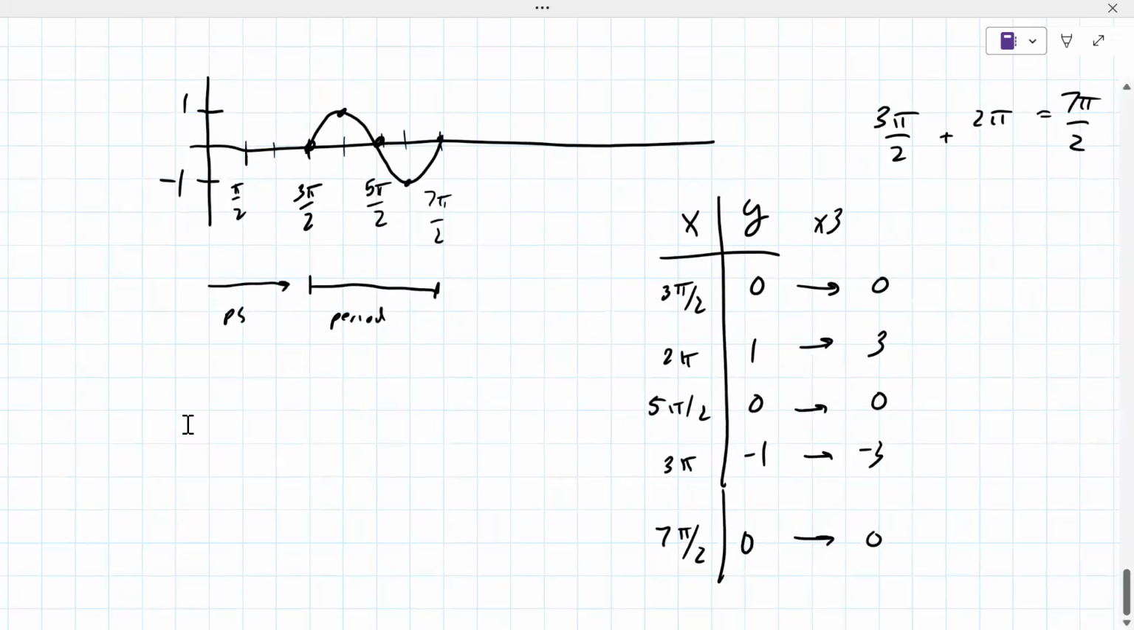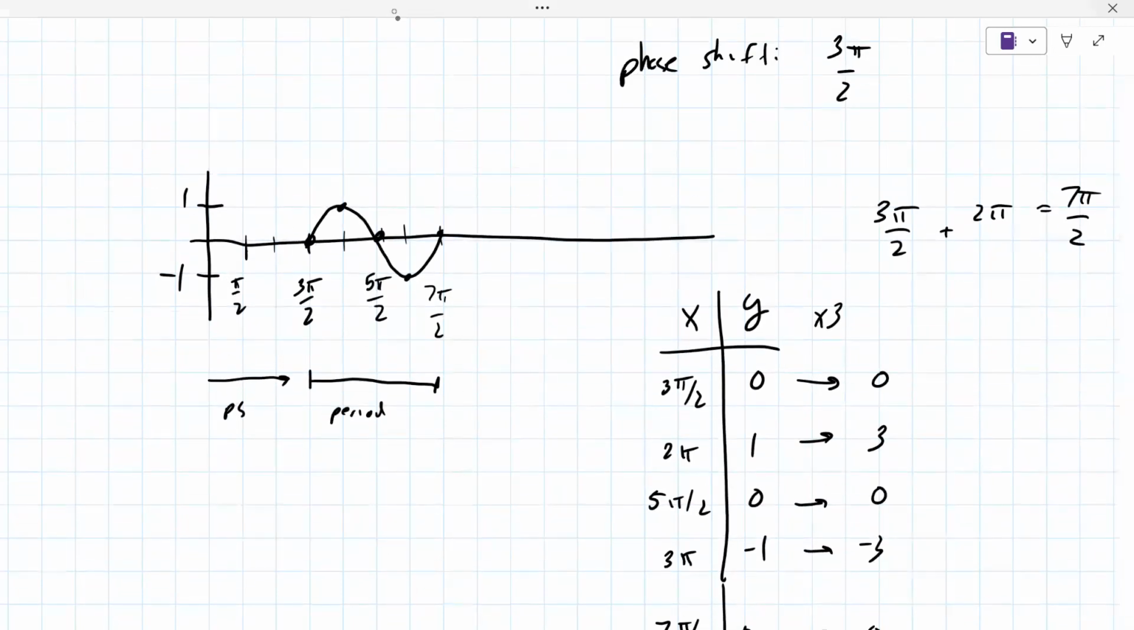So that's why it's like pulling up, pulling down. So 0 stays the same, but 1 goes up to 3. -1 goes down to -3. So it's just pulling up the ones that are not on the x-axis. And that would do it.